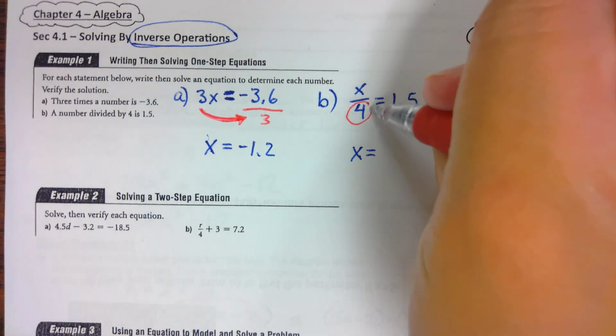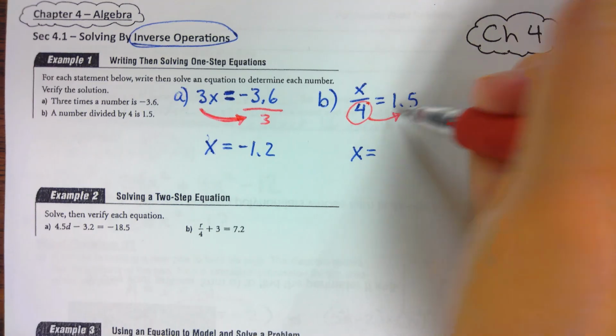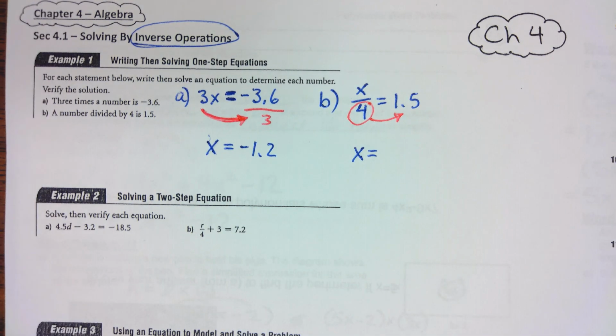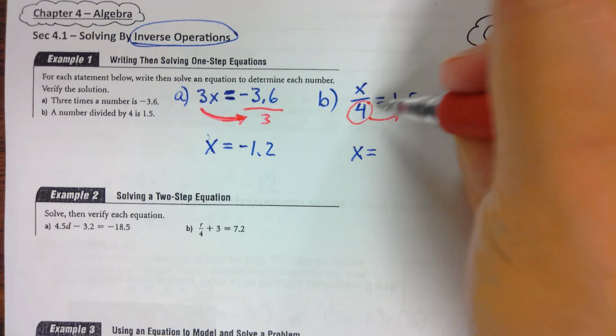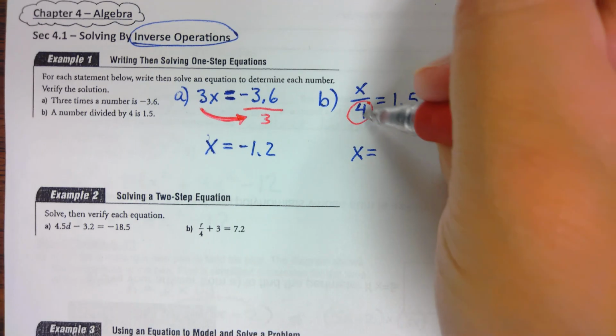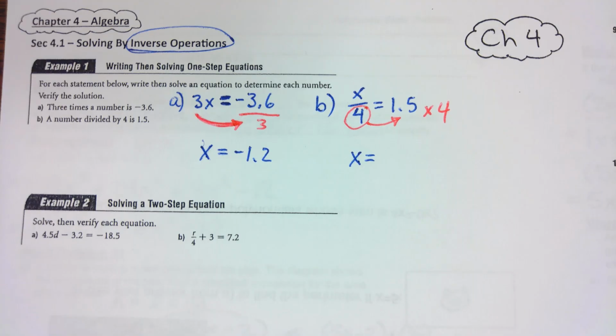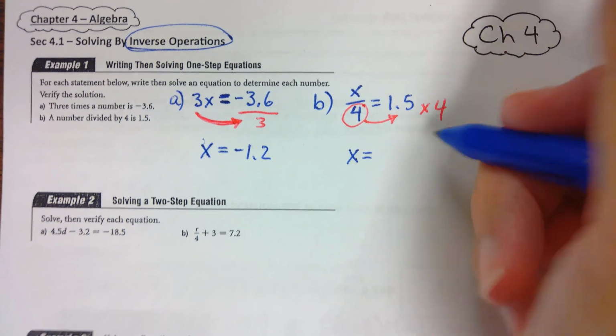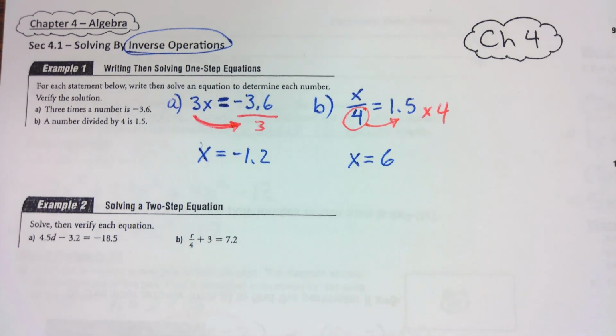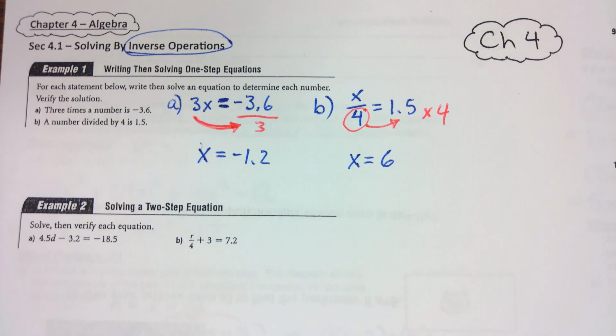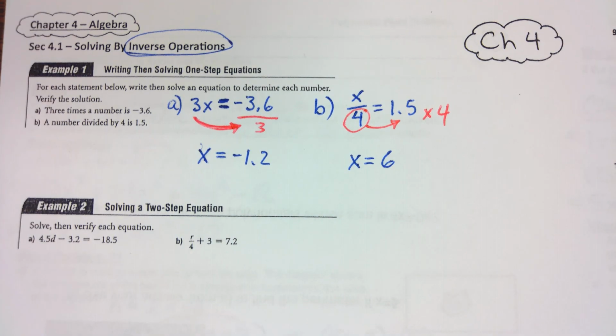So what do I do with this 4 if I need to move it over to the other side? Yep, multiply it because I'm dividing on this side. So inverse operation just means opposite operation. So I'm going to times. So 1.5 times 4, I get 6. Very nice and easy, simple.